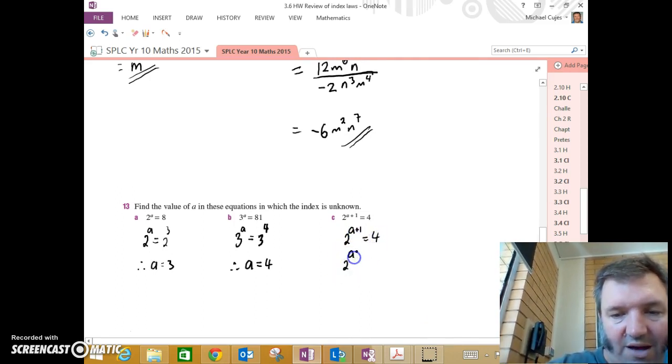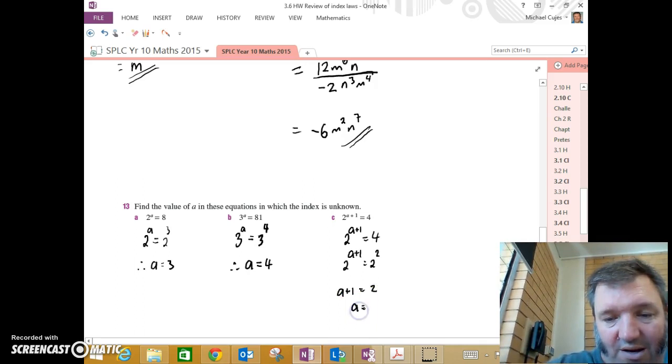Last one, 2 to the power of a plus 1 equals 4. So 2 to the power of a plus 1 equals 2 squared. The same base being raised to the power, they're equal. So a plus 1, the power on the left, must equal the power on the right, 2. Subtract 1 from each side, I get a equals 1.